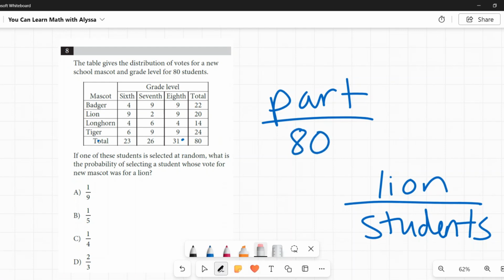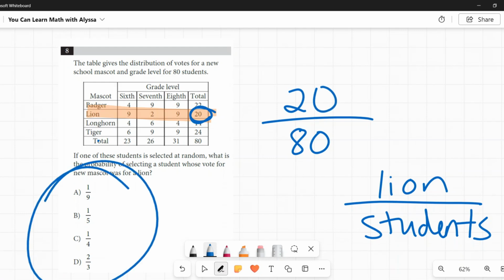Then we say, okay, what's the part? The part is those who voted for a lion. It doesn't matter what grade they're in. It just said the ones that voted for a lion. So it's this row right here. And the total number of students who voted for a lion was 20. So that's our part. That would be 20. But as you may notice, 20 over 80 is not an option in these choices.